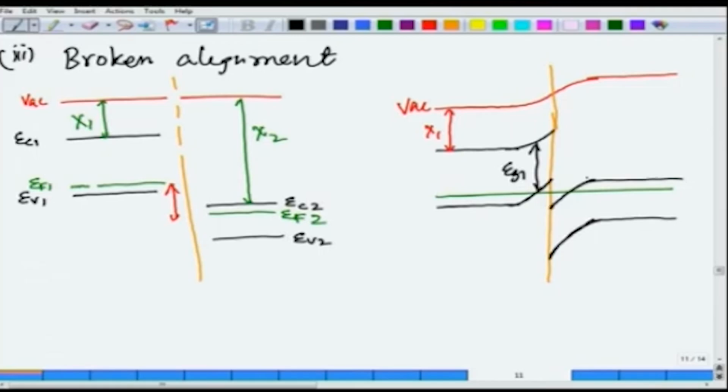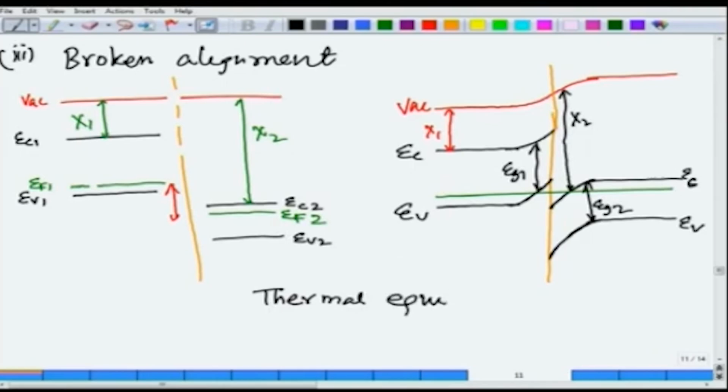This should bend something like this, because remember it should follow; this must remain psi 2, and this everywhere should remain Eg2. Therefore, this black is EC and EV, this is EV and EC. We get a diagram which is of this kind. So, this is the thermal equilibrium band diagram, this is in thermal equilibrium.